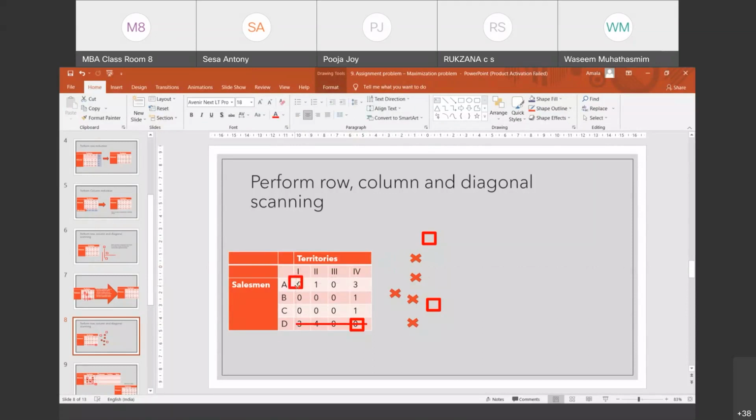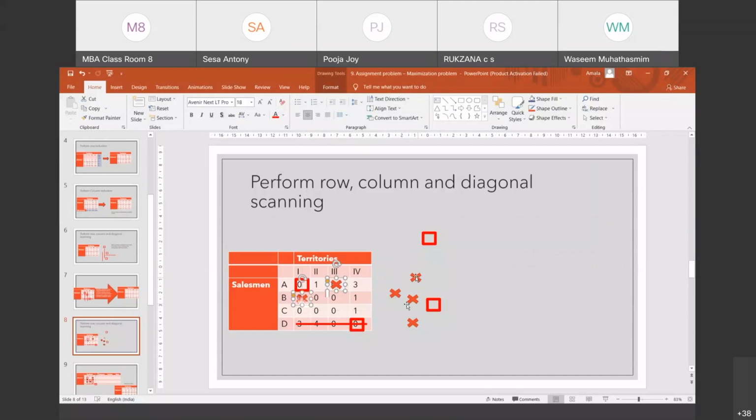So the first zero I am putting there. What is the meaning of 2 zeros? It means that there are two solutions that exist. So in diagonal scanning, after putting the square, I have to cancel the zeros in the corresponding column and row. In the corresponding column, there are two. So I will cancel it out.